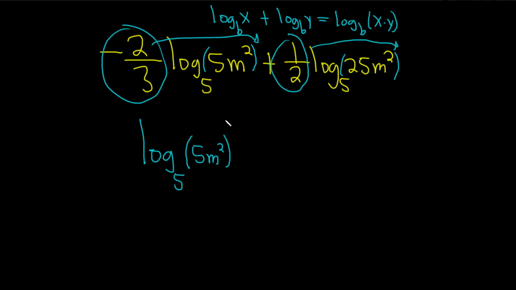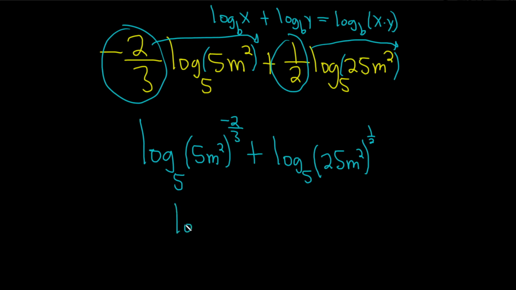And now it's the exponent. So this is negative 2 over 3 plus log base 5 of 25, and then m squared. And this is to the now 1/2, right? Because we're taking this one and putting it up there. Before we use the product rule, let's go ahead and simplify this a bit.